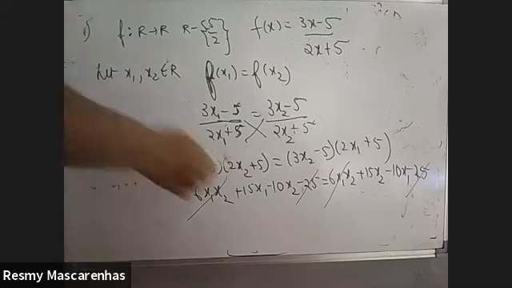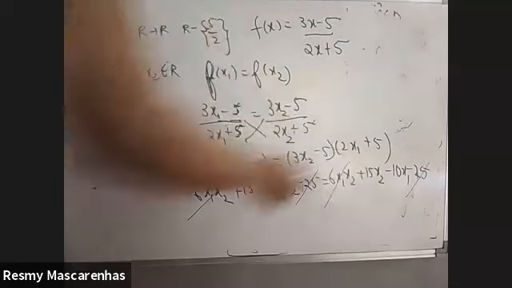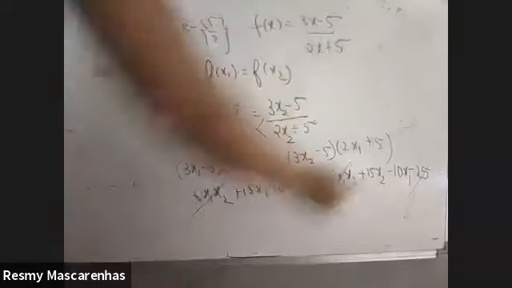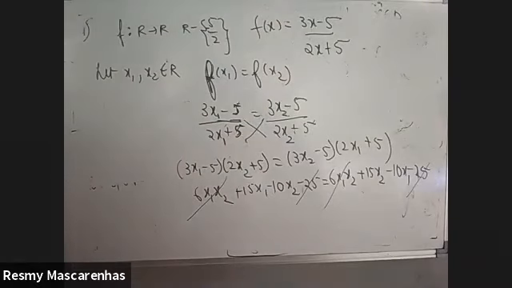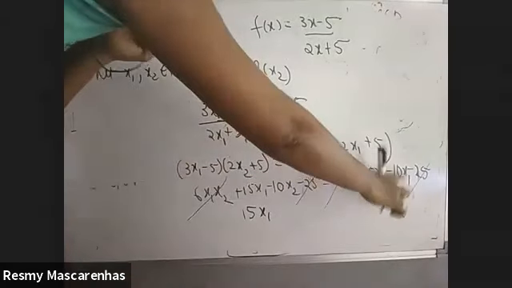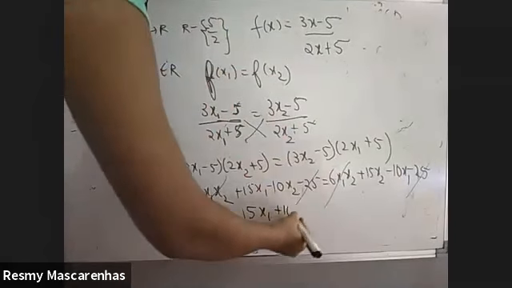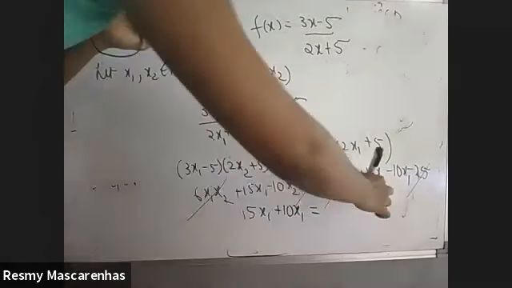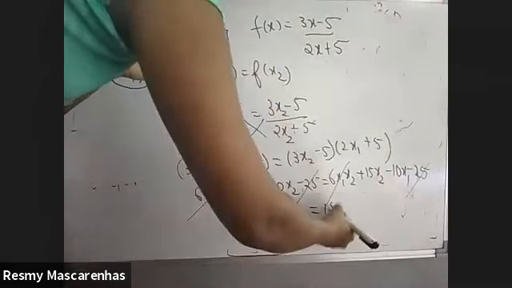Okay, you cannot cancel this 15 and 15. This is x1 and this is x2. So what you do is bring the x1 terms on one side. So this is 15x1 and this is minus 10x1. Bring it this side, so it will become the same way. The x2 terms you take on the other side.